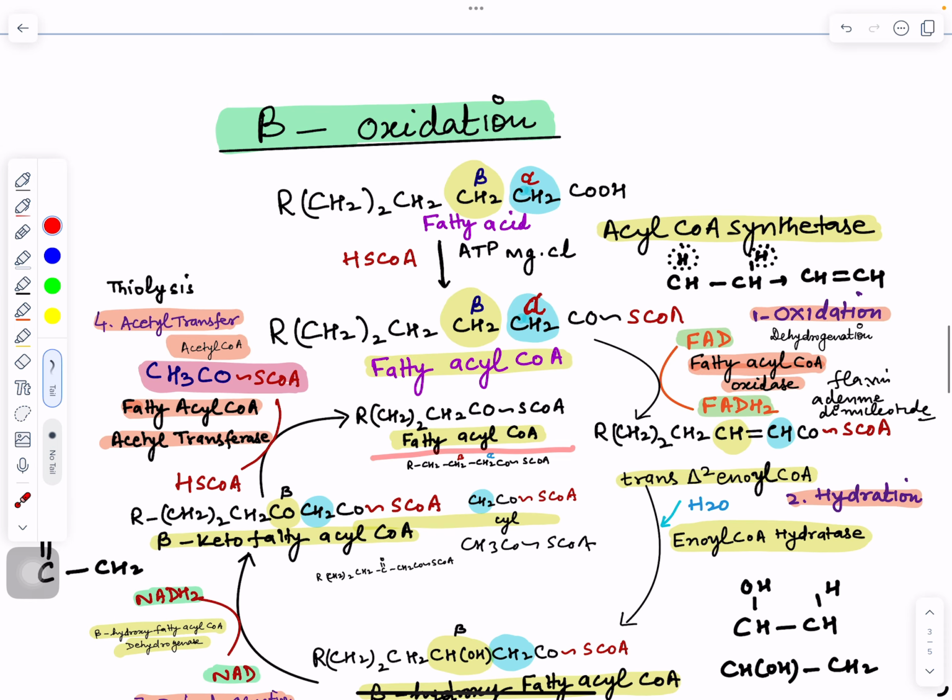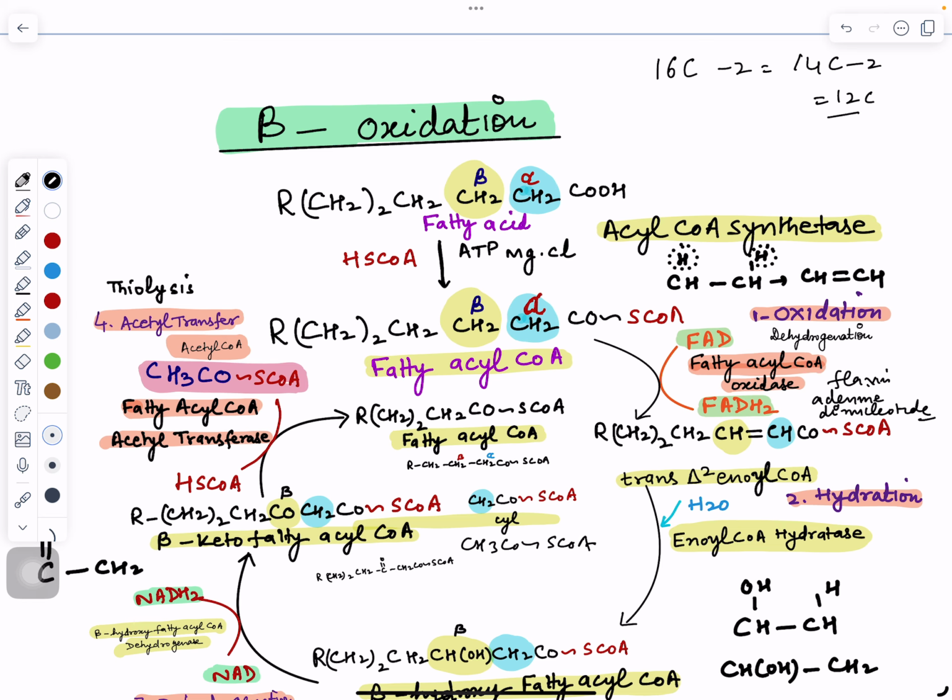If we started with, supposing we started with 16 carbon, 2 carbon have been removed, so this will become 14 carbon. In the next step, again 2 carbon will be removed, 12 carbon, right? So we can divide by 2, right? 6 times this will occur, and we get CH3COS coenzyme A. Of 16 carbon, how many acetyl coenzyme A will be produced? 8. Right? So 8 acetyl coenzyme A will be produced of the 16 carbon. If it is 18 carbon, this will be 9. If it is 20 carbon, this will be 10, right? So whole of the fatty acid will be converted into acetyl coenzyme A.